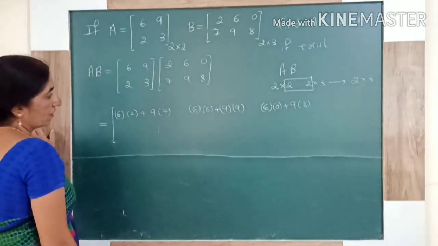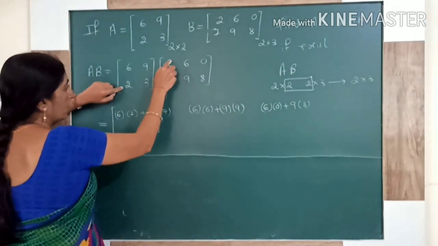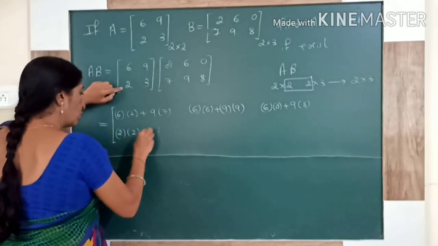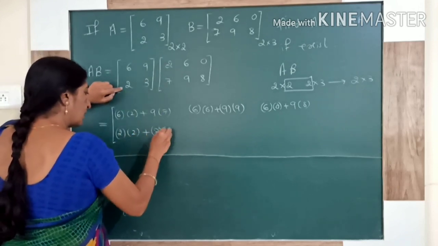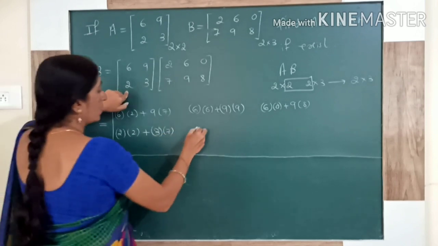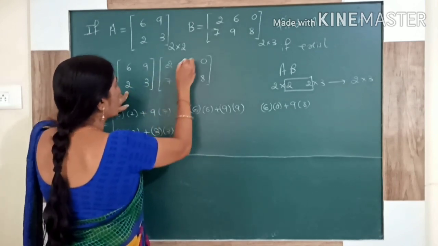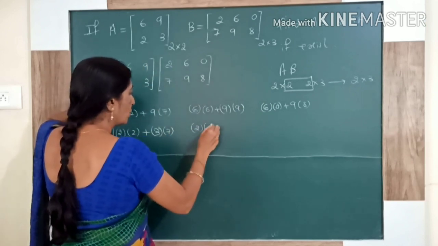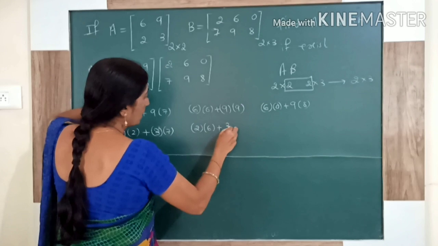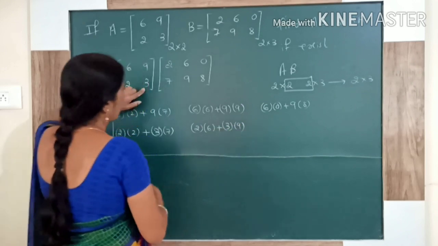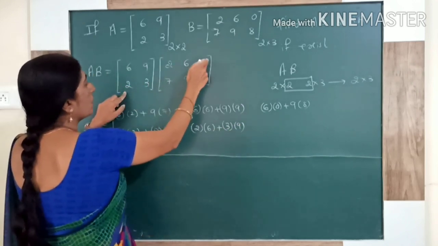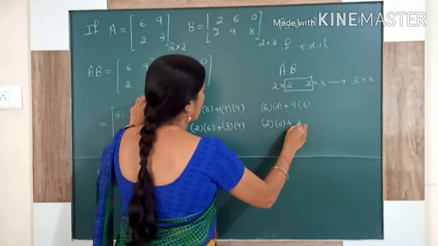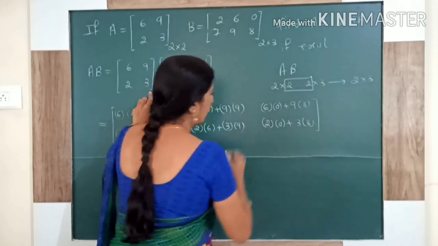So is it following? Then second row with first column, corresponding elements: 2 into 2 plus 3 into 7. Next second row with second column, in that corresponding elements: 2 into 6 plus 3 into 9. Then second row with third column, corresponding elements.